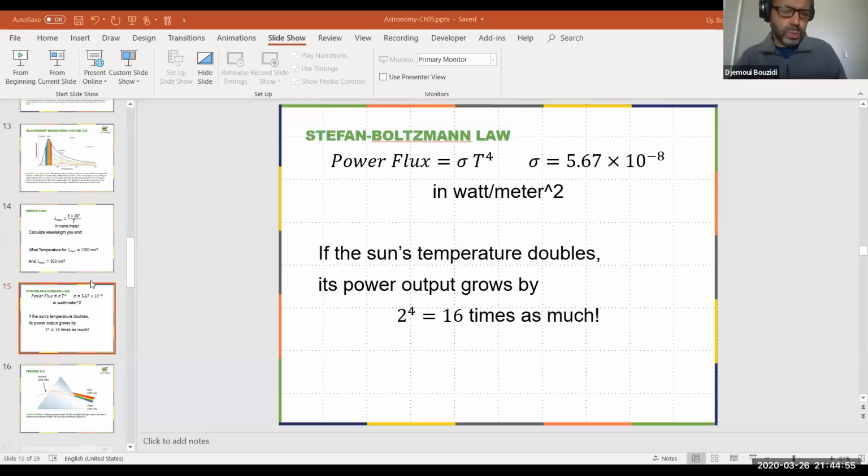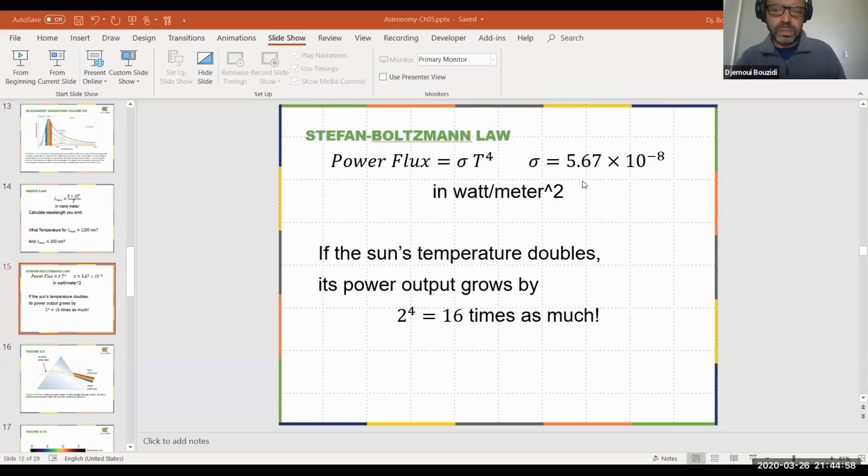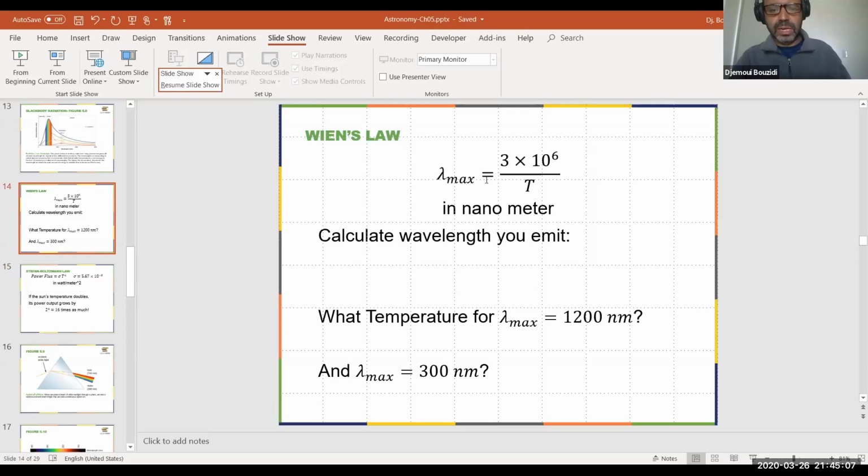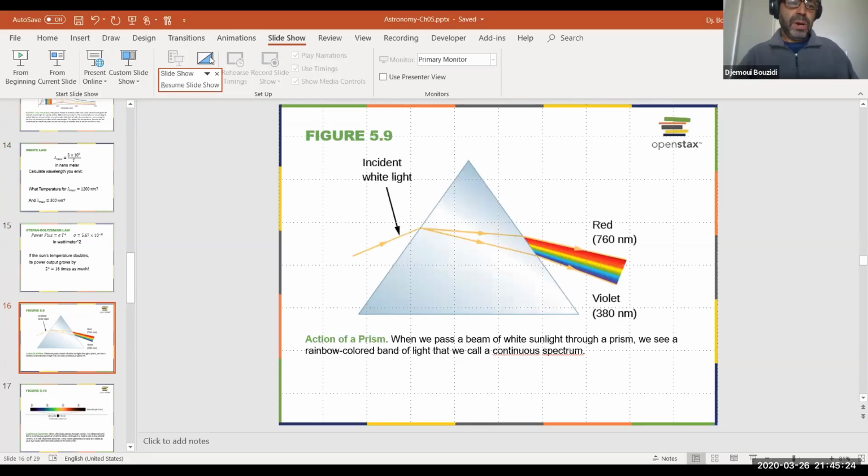So let's go back into the PowerPoint. Interestingly, this is called the Stefan-Boltzmann law: the hotter the object, the more power it's going to output. And we also understood Wien's displacement law, which is why those two stars had the same temperature, because lambda max was the same for both of them. Although one has a higher intensity than the other, because the wavelength was the same, they have the same temperature. So one of the properties of light, let me start from this slide here.